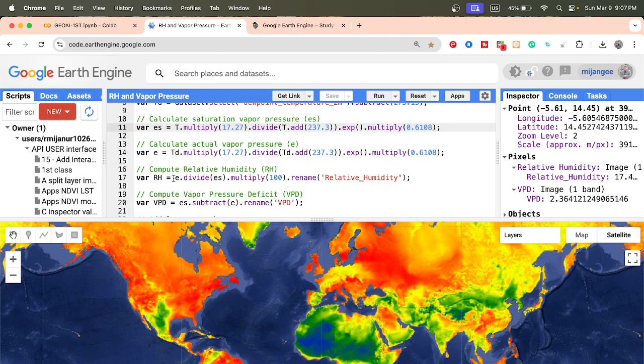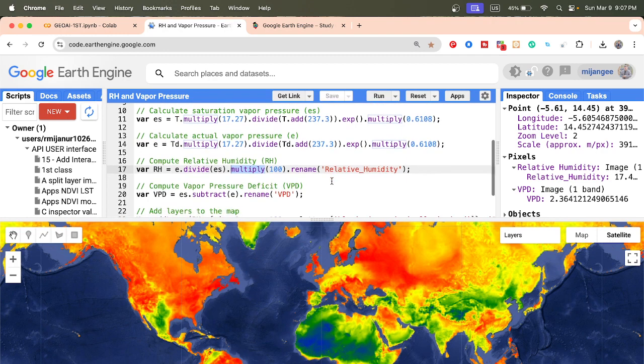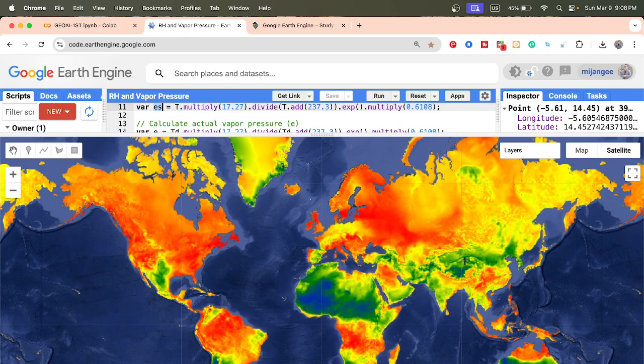We call the actual and saturation vapor pressure, divide it and multiply with 100, and rename it as relative humidity. Further, we can easily get this layer as relative humidity. For vapor pressure deficit, we just simply subtract. We already calculated ES and E, the saturation vapor pressure and actual vapor pressure. Just simply subtract and we can easily compute the vapor pressure deficit. Further, we can download the data as a GeoTIFF file for a specific boundary, or if you want, you can also make a time series chart. Okay, so you can easily do this type of thing.